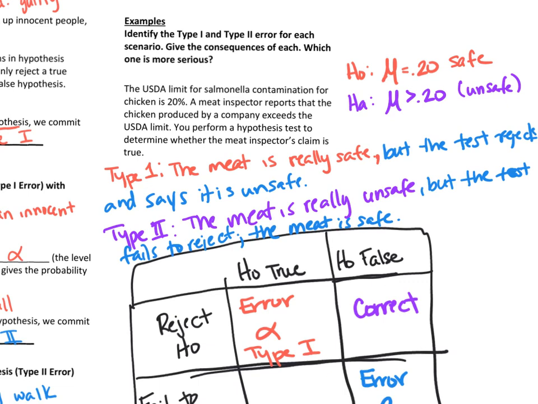Same thing in this problem right here. People are eating the meat and they're going to get sick because it's bad meat. But the test is saying it's good meat. So this is what we call a type 2 error. And errors overall will always occur.